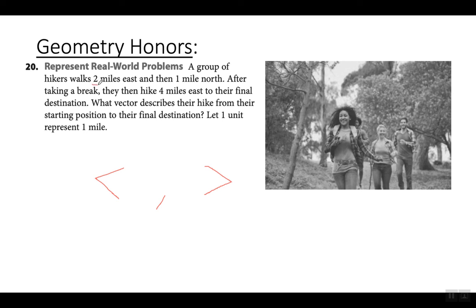If they walk 2 miles to the east, this is north, which is up and down, so let's forget about that for 1 second. And then they hike 4 miles to the east. That means in total, they went 6 miles east, 6 units to the right. And then for up and down, that's north and south. The only thing up and down is this. They went 1 mile north, so that's 1 unit up. So that's my vector, that's my answer.